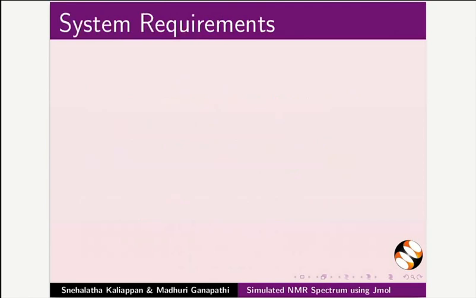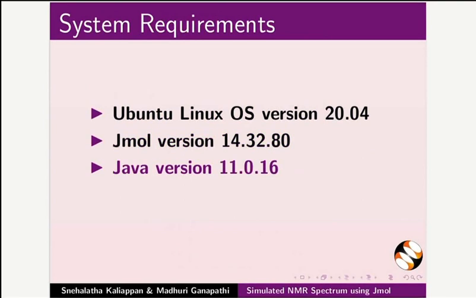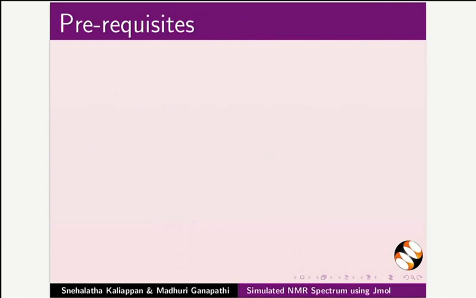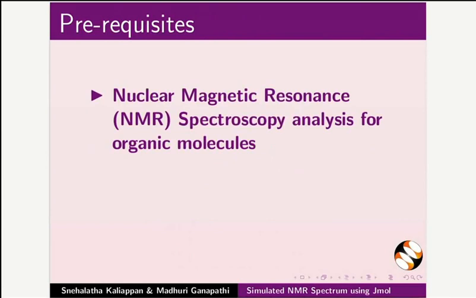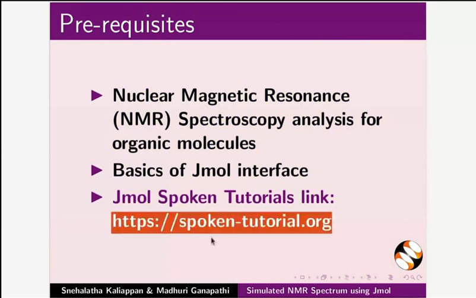Here I am using Ubuntu Linux OS version 20.04, JMOL version 14.32.80, Java version 11.0.16 and working internet connection. To follow this tutorial, learners should be familiar with nuclear magnetic resonance spectroscopy analysis for organic molecules and basics of JMOL interface. For the prerequisite JMOL tutorials, please visit this website.